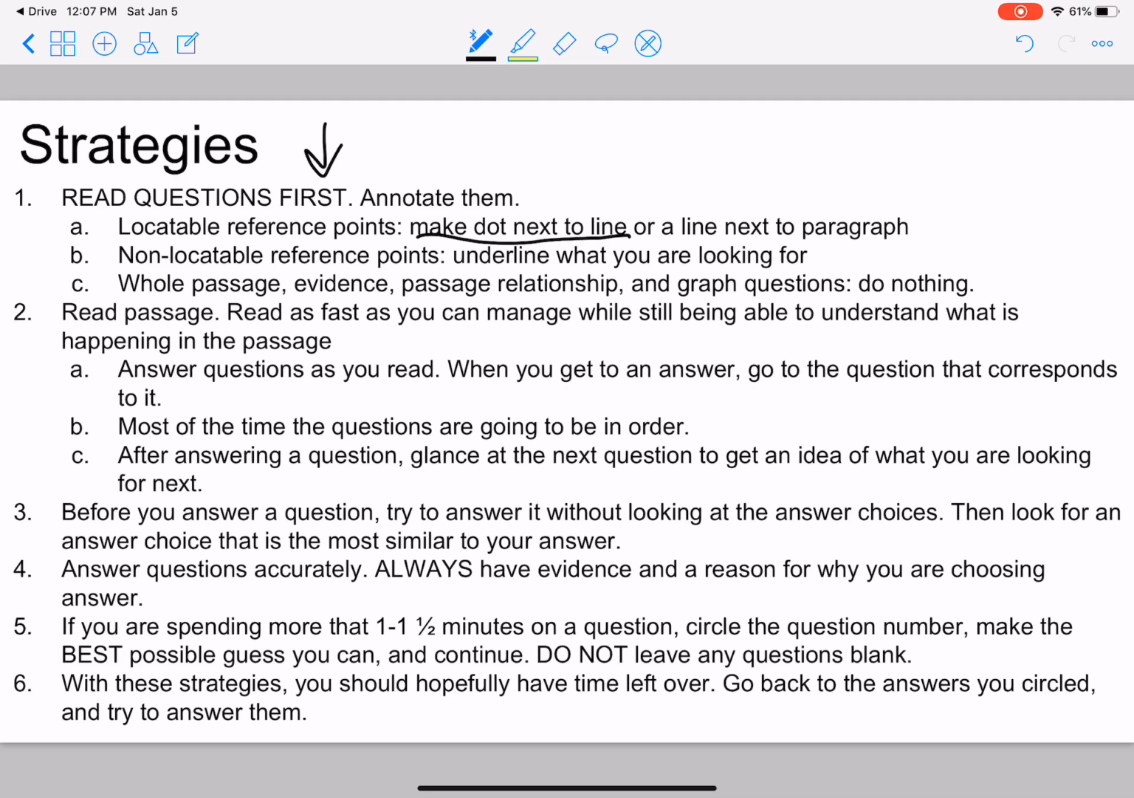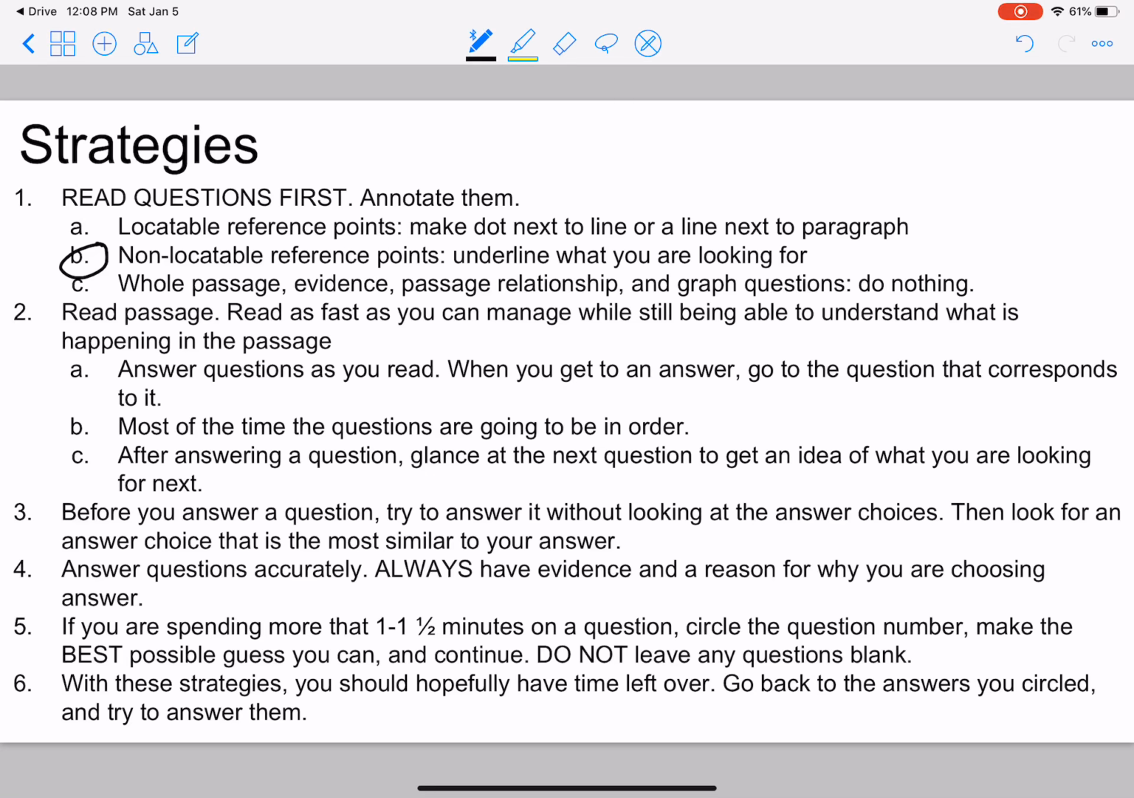Or if there's a paragraph in which the locatable reference point question tells you something in passage 2, you're going to go to passage 2, and you're going to make a big line next to it like that. Because that way when you read the paragraph, you know that there's going to be a question related to that paragraph. So you're going to be on the lookout for it.